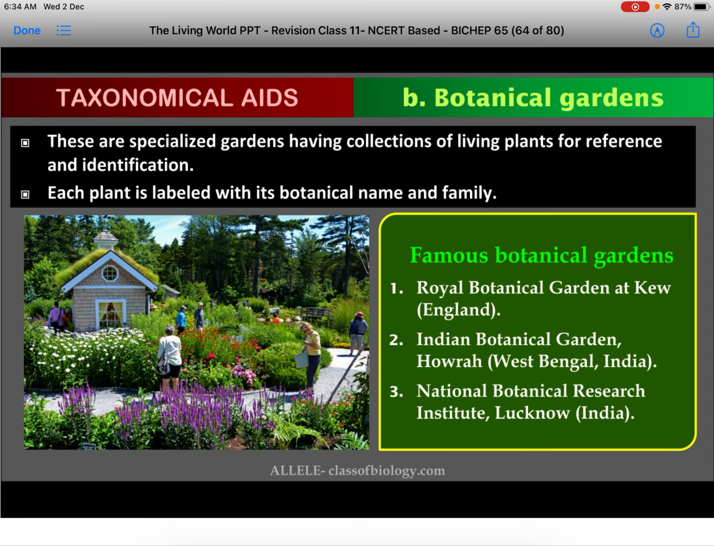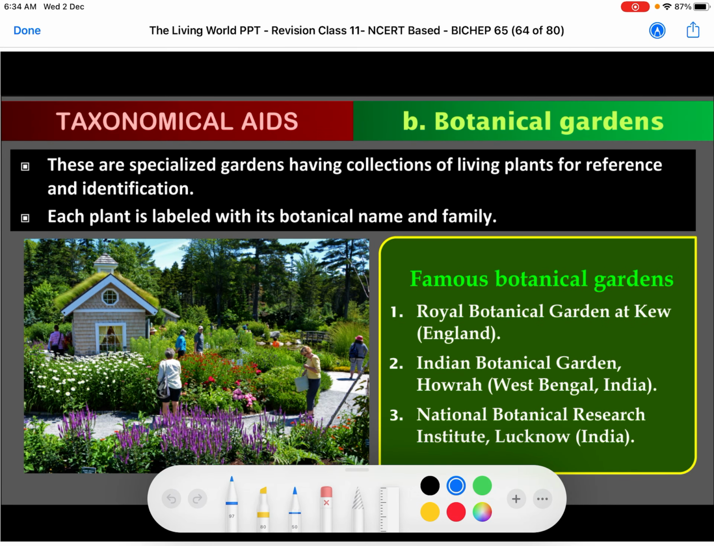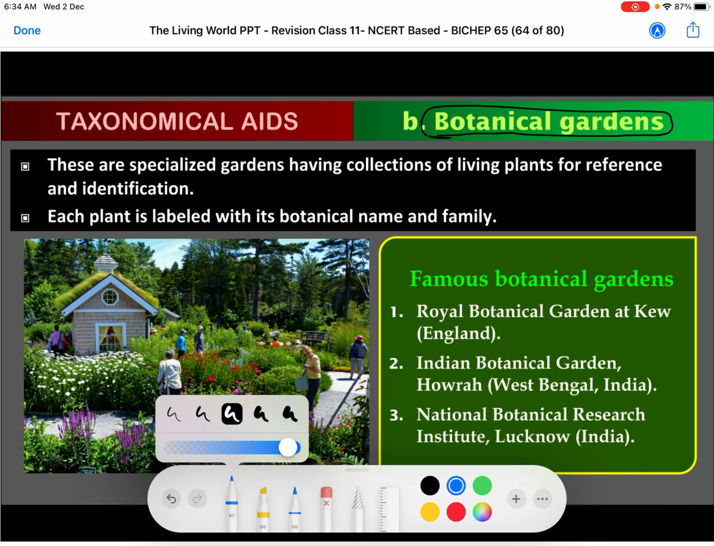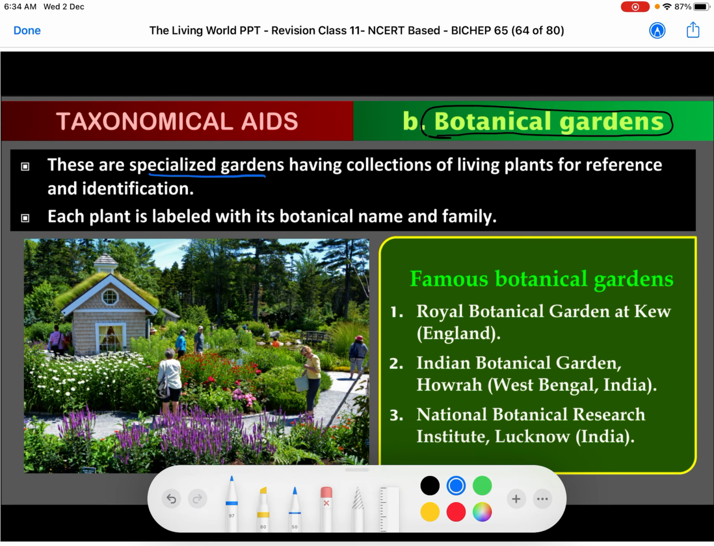Second important taxonomical aid is the botanical garden. Now, what is a botanical garden? It is a specialized garden having a collection of living plants, not dead or collected specimens, for reference or identification. Now, each plant here is labeled with its botanical name and its entire classification or family as well.